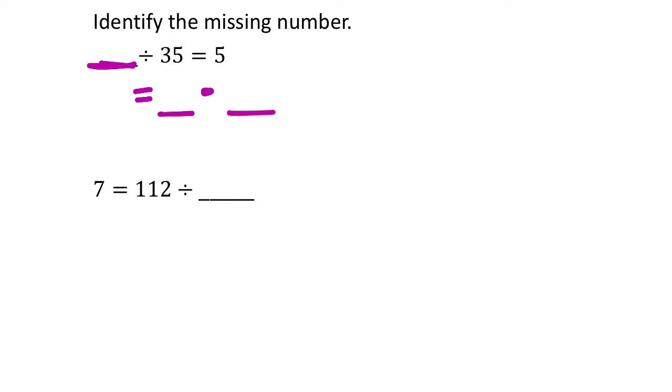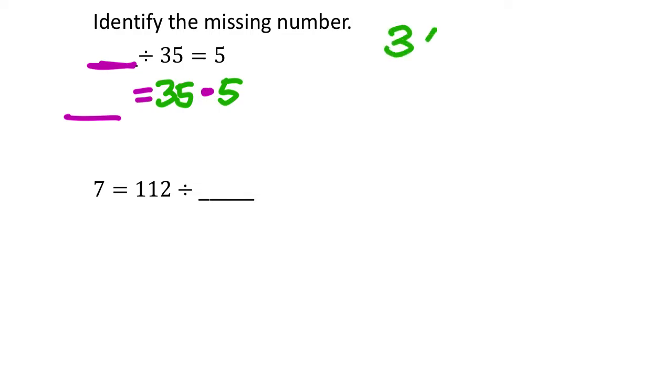So the dividend is the unknown there. And we can fill in these two blanks with the other two values. And it doesn't really matter the order. So 35, the divisor, and then 5, the quotient. We can just multiply those two, and that will tell us what our dividend would be.